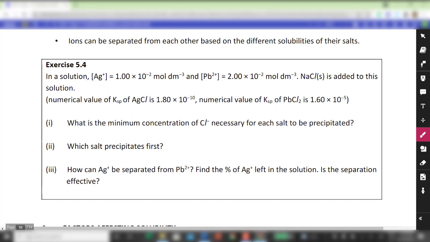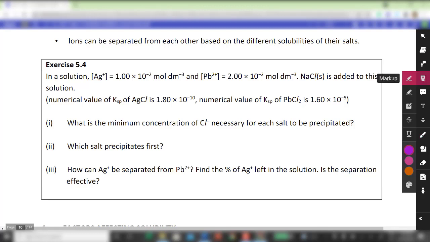So in a solution, I have silver ion concentration 1.0 times 10 to the power of minus 2, and then lead 2+ 2.0 times 10 to the power minus 2, so it's given to you. Sodium chloride is added to this solution.